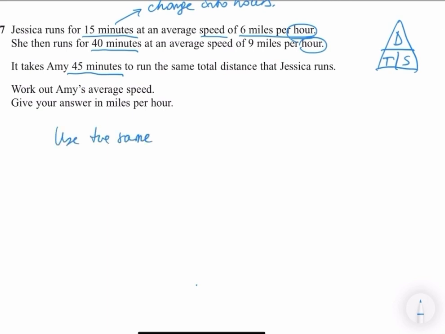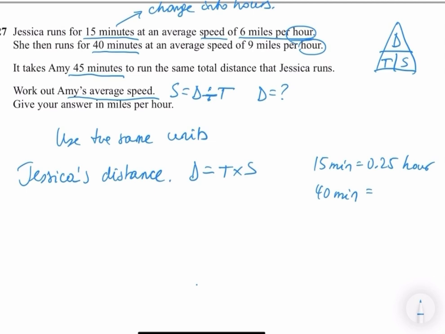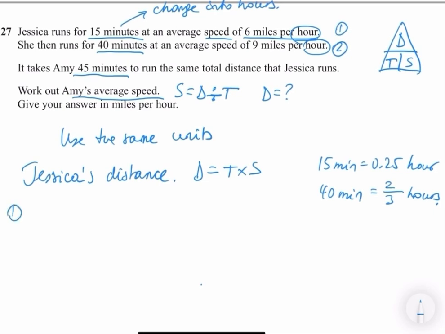We're going to find the total distance Jessica runs first, and then we're going to work out the speed for Amy. Right, let's find the total distance Jessica runs. First we're changing minutes into hours. 15 minutes is the same as 0.25 of the hour, so please don't write 0.15, it's 0.25. And 40 minutes is 2 over 3. The reason I put it as a fraction is because it's a recurring decimal, so I'd rather use a fraction.